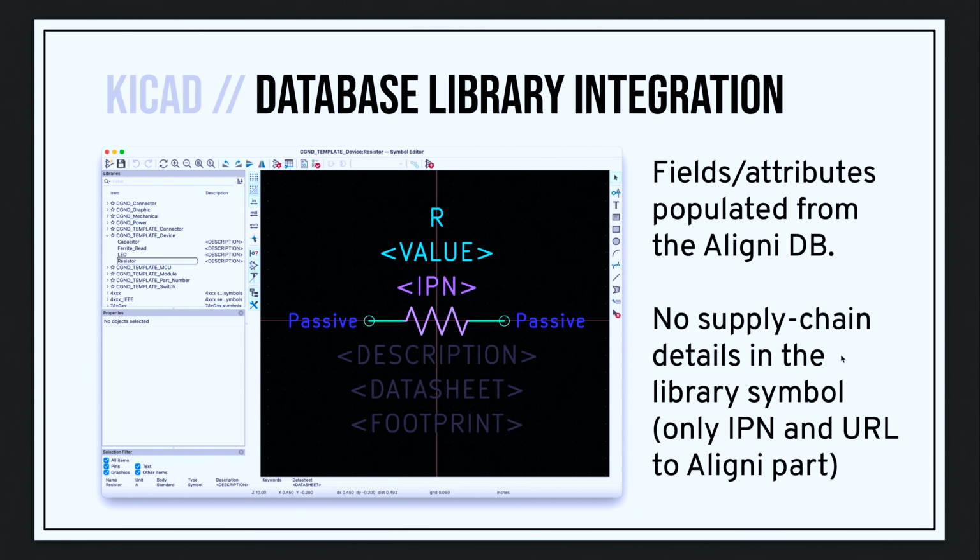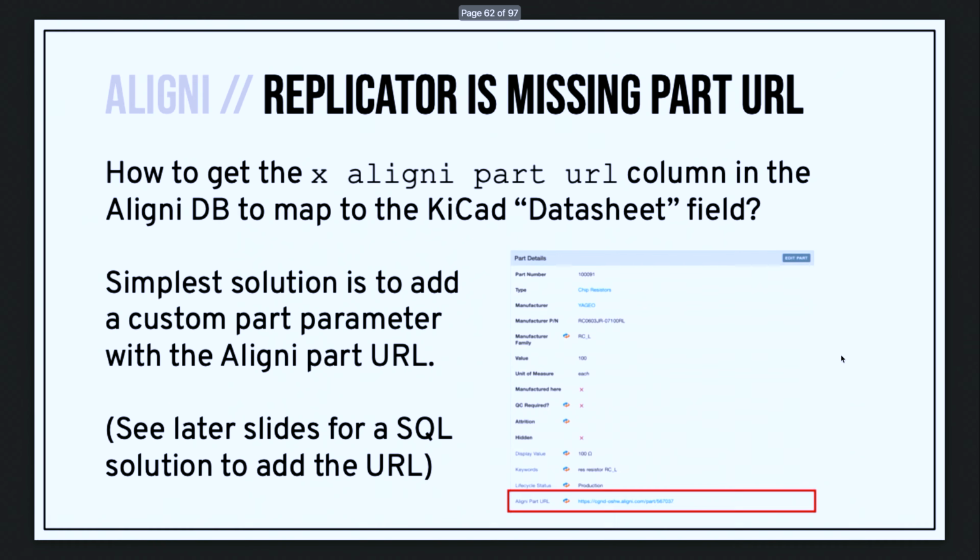One quick note, I end up creating template libraries that I use for the symbols. So if you can imagine you have 1,000 resistors, all of those resistors are going to use the same symbol when it actually creates the database libraries. And so these symbols have placeholders for the fields that are going to get populated by the database libraries here. Let me skip ahead a little bit.